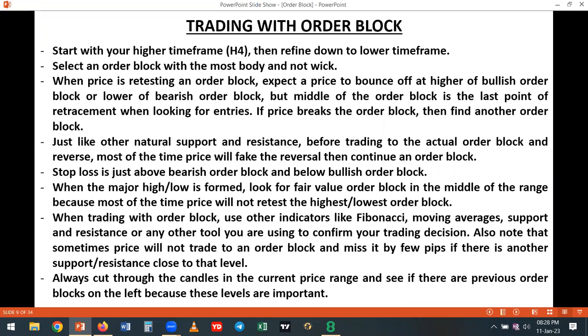When price is retesting an order block, expect the price to bounce off at the high of a bullish order block or the low of a bearish order block. But the middle of the order block is the last point of retracement when looking for entries. If price breaks the order block, then find another order block.